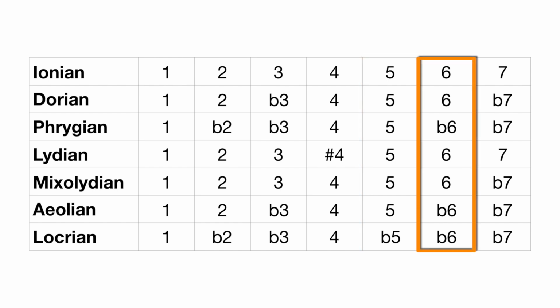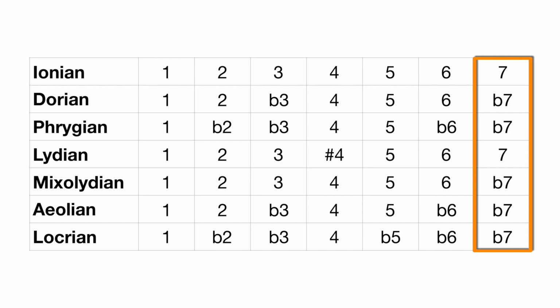Moving up to the 6th column, we have major 6ths, minor 6ths, and that's a pretty equal split here. We have 4 out of 7 modes that have a major 6th. The odds for the 6th column are not great. Let's move on to the 7th. And in the 7th, we see that the minor 7th wins because 5 out of 7 modes have a minor 7th.